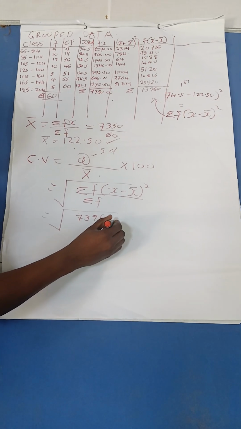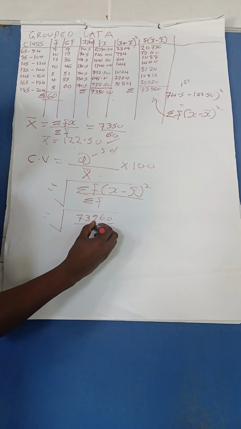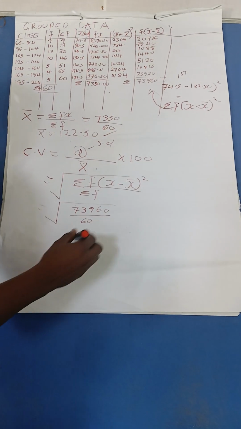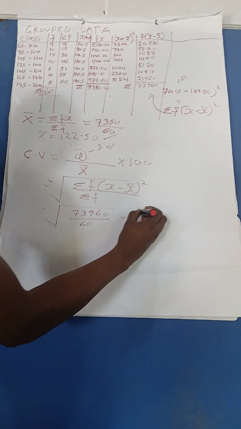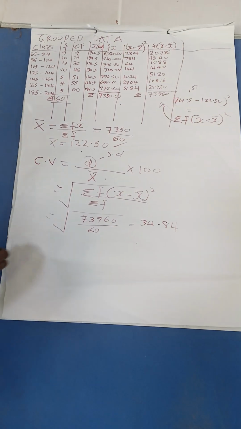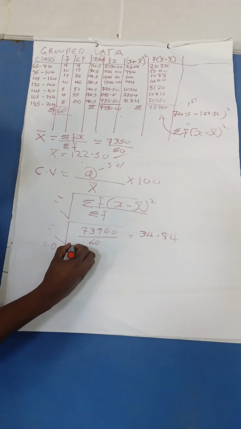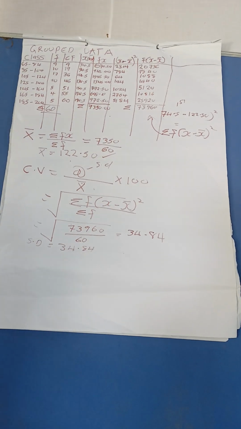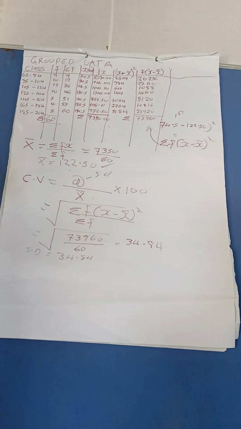So it will be 73,960. You divide by what? 73,960. You divide by 60. So it will be what? If you do it with your calculator, you'll have your answer as 34.84. So that is our standard deviation. 34.84. Good.